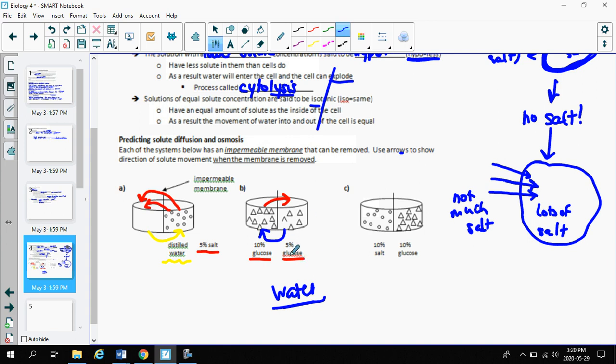Hopefully that makes sense what I'm doing. I'm saying the red is the flow of glucose, the blue is the flow of water. I should have done blue over here too.